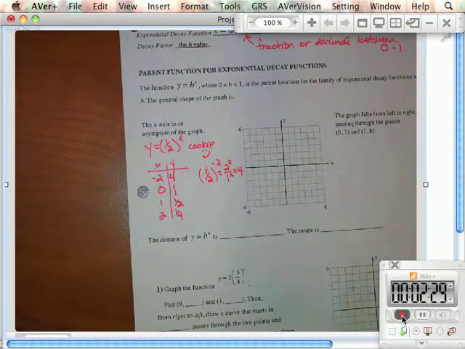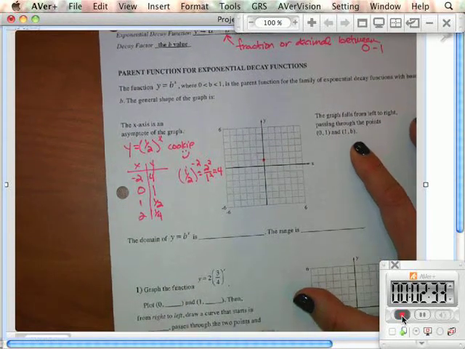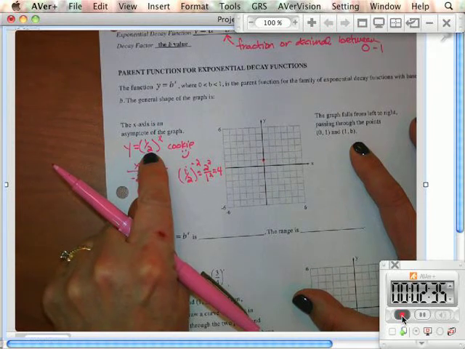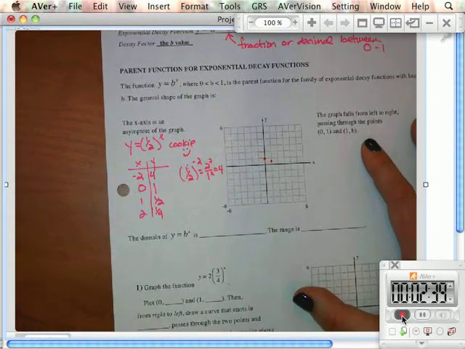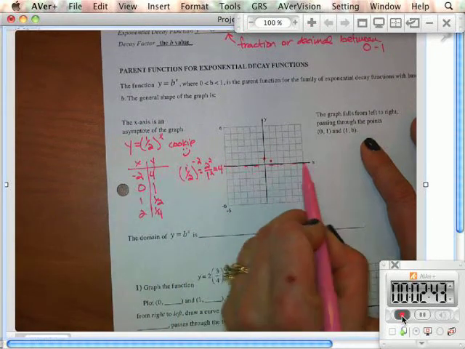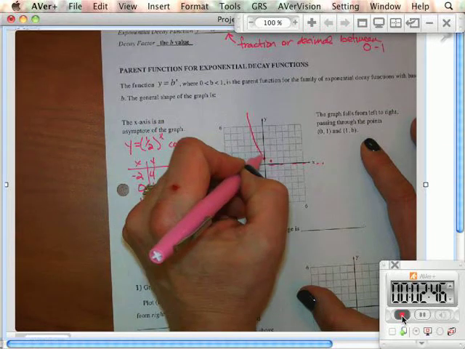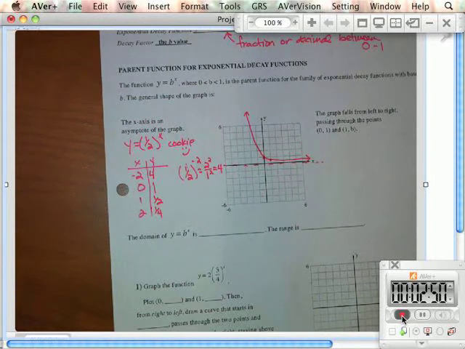Now, this is the same thing. It passes through 0, 1, and it passes through 1, b. Here, my b was 1/2, so over 1, 1/2. But it never, ever, ever goes below the x-axis. That's my asymptote. Starts up here, goes down, boom. That's decay. It's getting smaller and smaller and smaller.